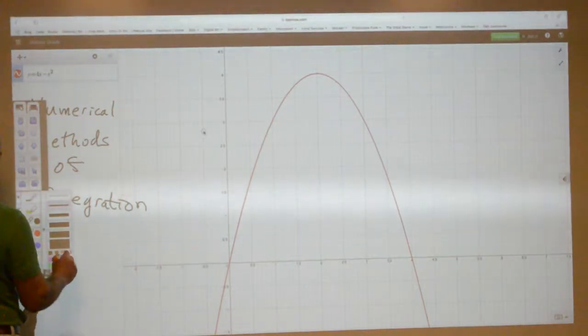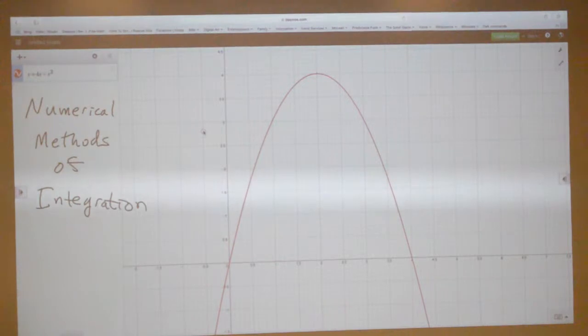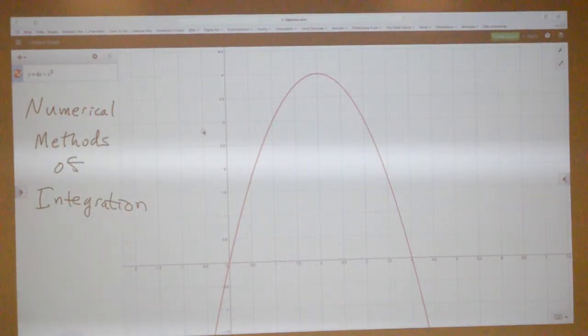So is it completely new? We've talked about it a little bit. It shouldn't be completely new, but we'll see. Okay, a couple of different ways you can integrate.